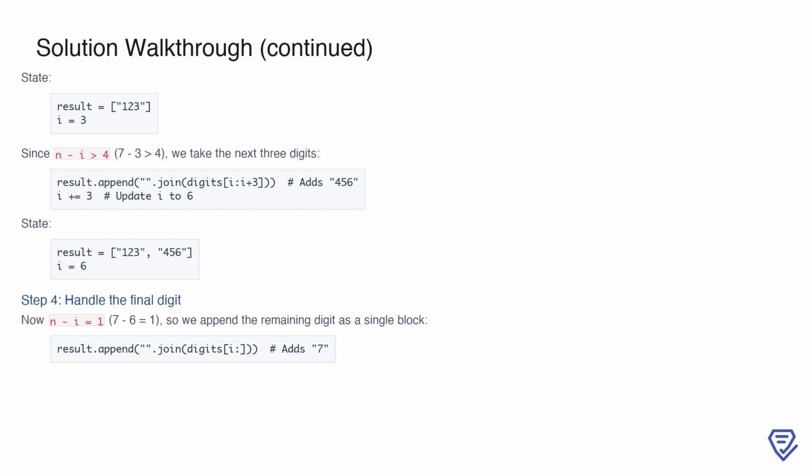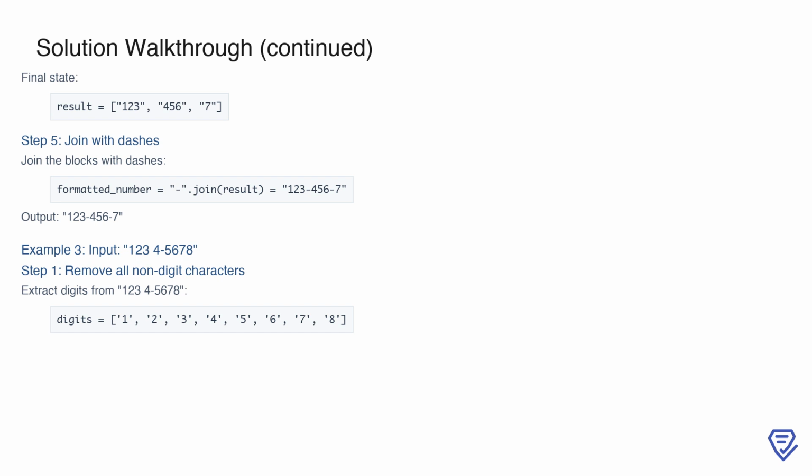There are still more than 4 digits remaining, so we take the next 3 digits, 456, and add this block to the result list. After updating i to 6, only one digit remains to be processed. Since there is just one digit left, it is added as a single block, 7. At this stage, the result list contains 3 blocks: 123, 456, 7. In the final state, the result list is 123, 456, 7.